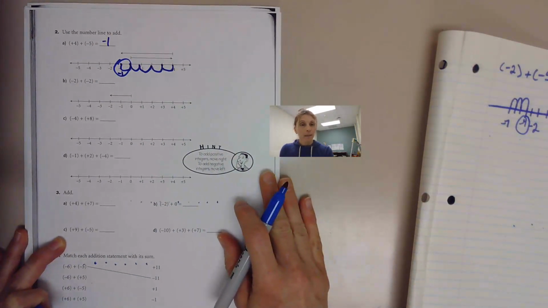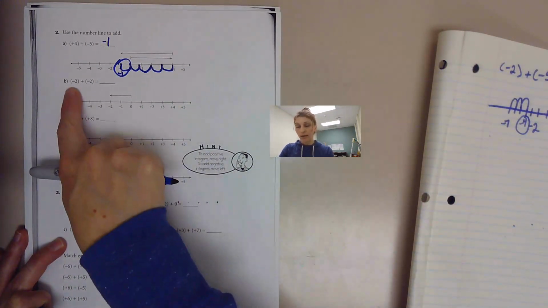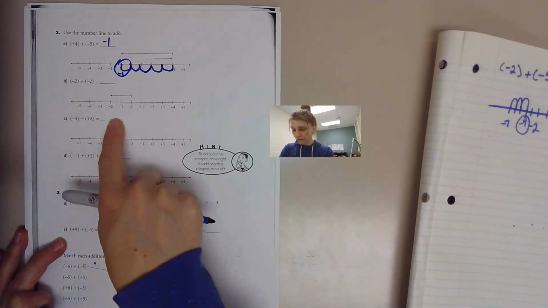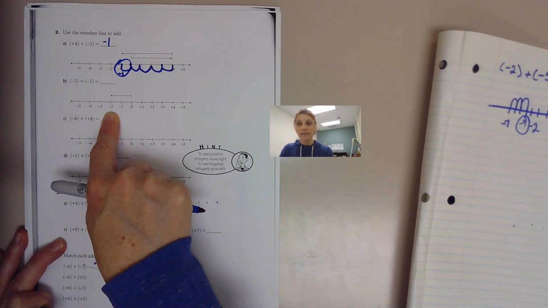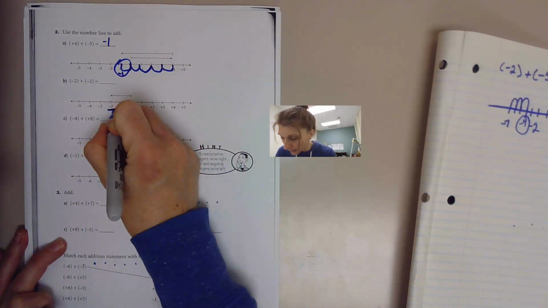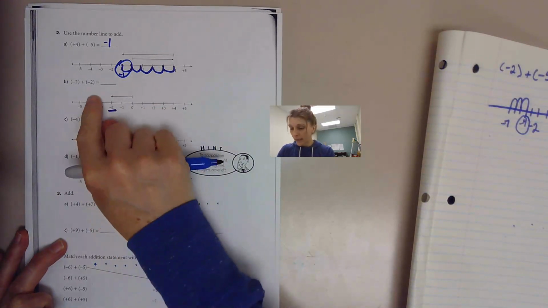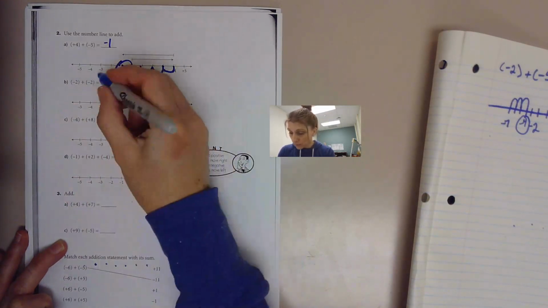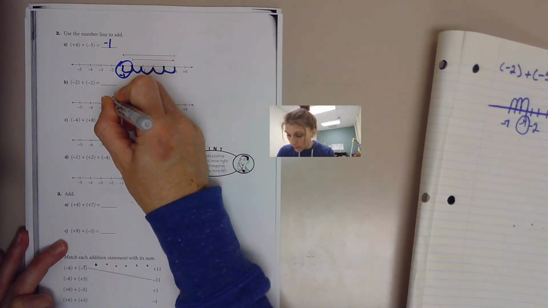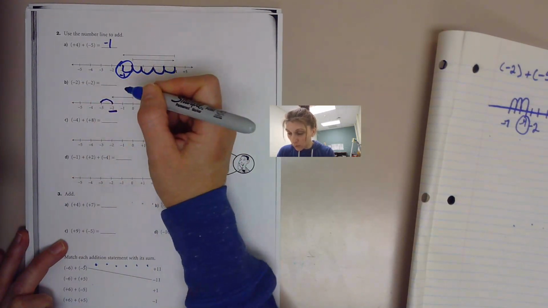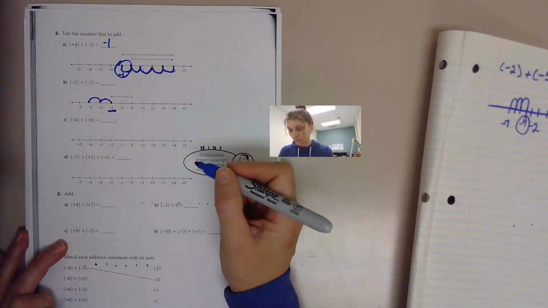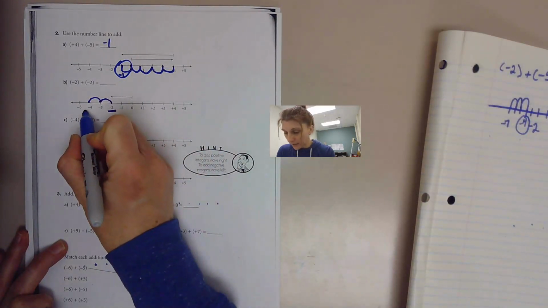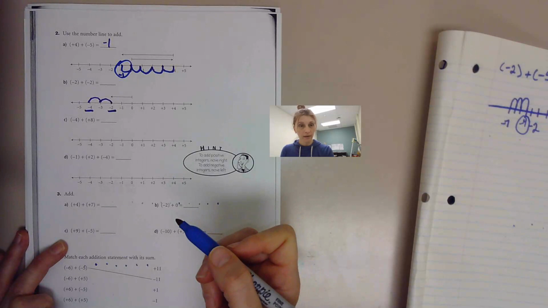Okay, B, we're at negative 2. So just find negative 2. Get to negative 2. Here we are at negative 2. And then it says we're going to add 2 more negatives. We're decreasing by 2 again. So here we are at negative 2, and we have to go down by 1, down by 2. And we get here to negative 4.